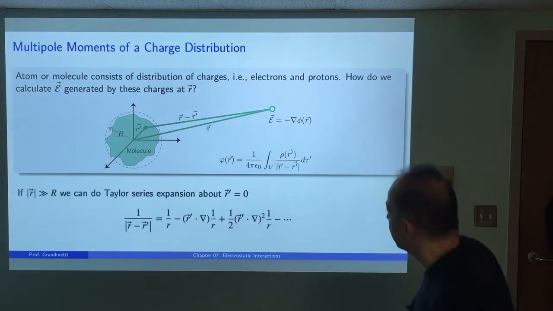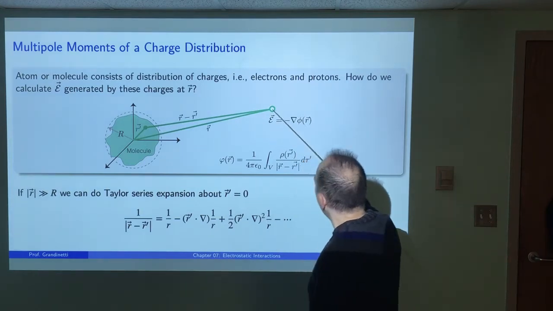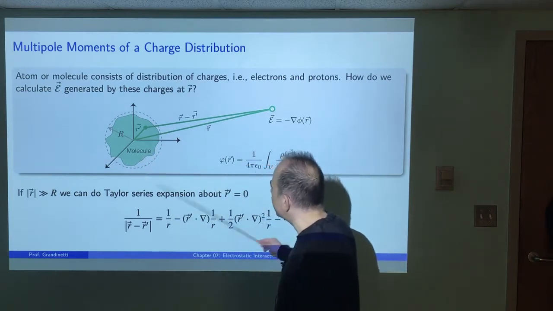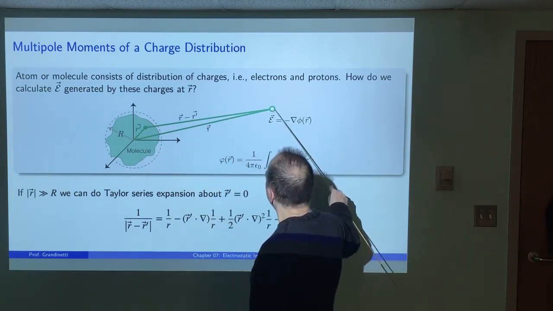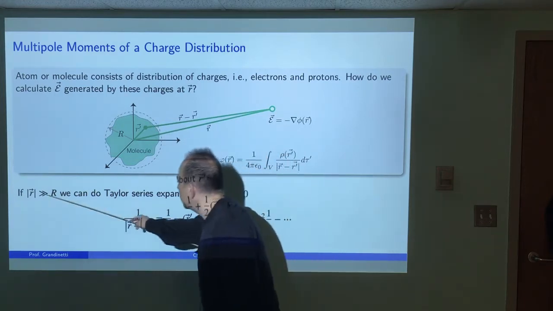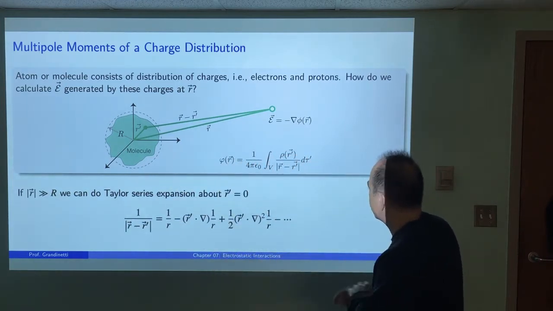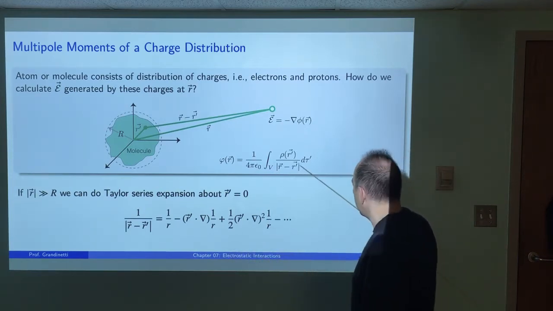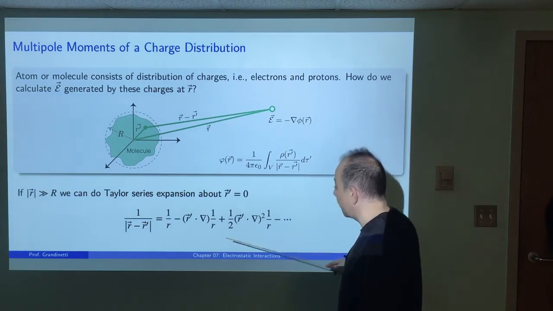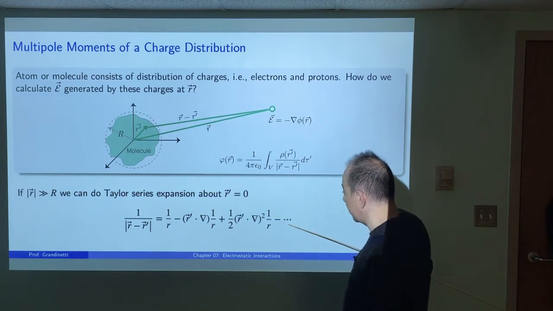Now, in this picture, we're going to make an approximation. We're going to assume that we calculate this quantity at a distance that's very far from the molecule, far in the sense that the distance r here is much larger than the radius of the molecule. If r is much bigger than the radius of the molecule, then we can do a Taylor series expansion of this part of the scalar potential equation. If I take this 1 over |r minus r prime|, the difference of these vector quantities, I can do a Taylor series expansion and turn it into this expression.